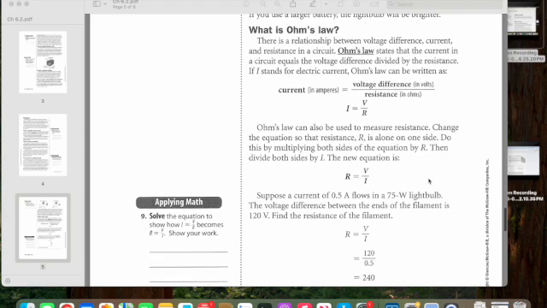What is Ohm's law? There is a relationship between voltage difference, current, and resistance in a circuit. Ohm's law states that the current in a circuit equals the voltage difference divided by the resistance. I stands for electric current, so Ohm's law can be written as current in amperes is equal to voltage difference in volts divided by resistance in ohms, or I is equal to V over R. We're going to use this lots and we'll get tons of practice.